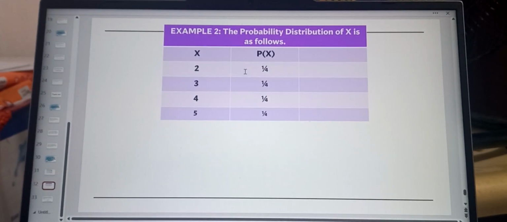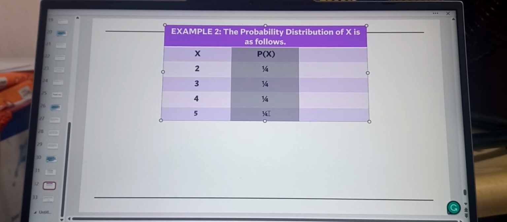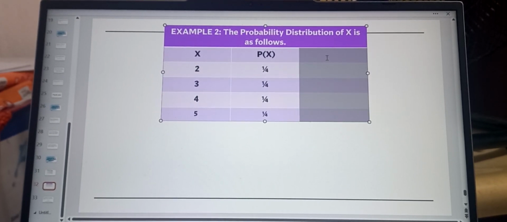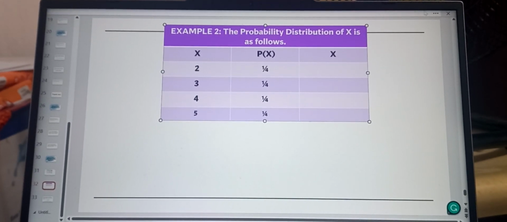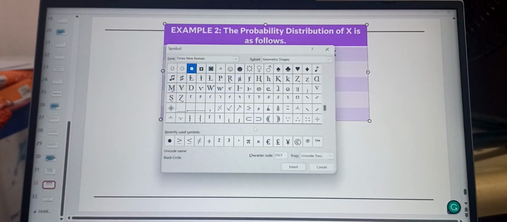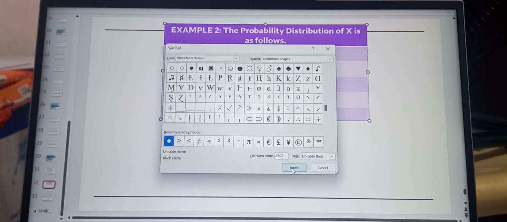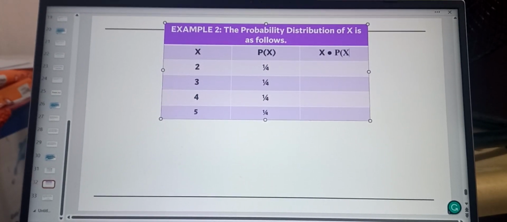Sige, last example tayo. So, like for example, number 2, the probability distribution of x is as follows. So, given na po natin tong first column at ganun din yung second column ay given na rin. Okay? So, add lang tayo ng another column. Ito yung column na to, inihanda ko na. Okay? Add another column to get the product. So, x multiply to p of x or the probability of x.